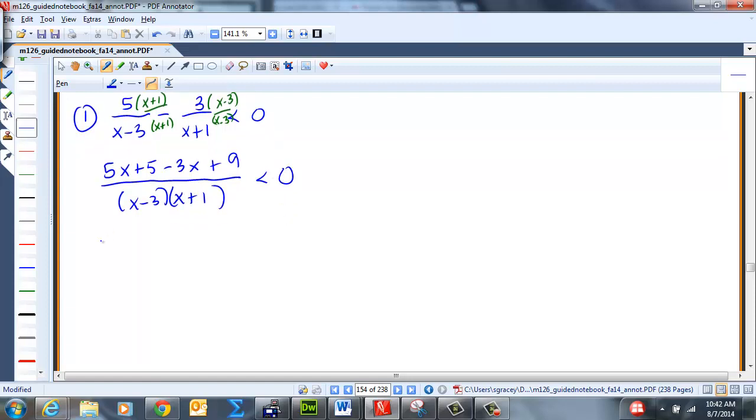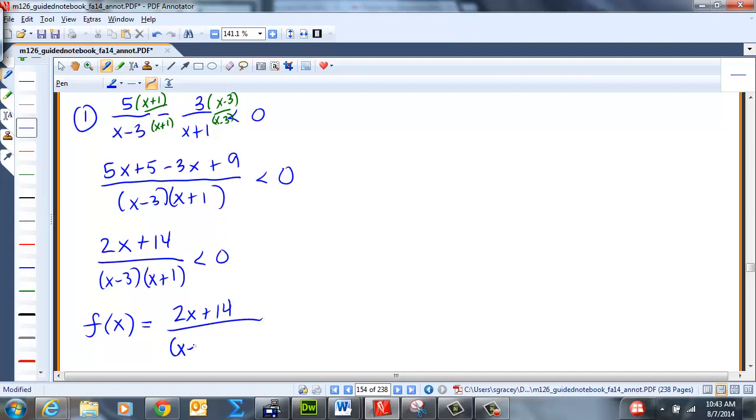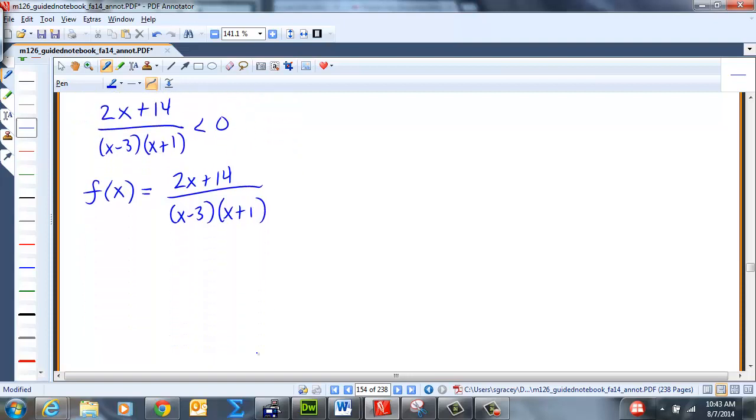So then we'll have (2x + 14) / ((x - 3)(x + 1)) < 0. So f(x) is equal to, I'm just going to keep it as (2x + 14) / ((x - 3)(x + 1)). So that's step 1. In this case, step 1 was the harder part.